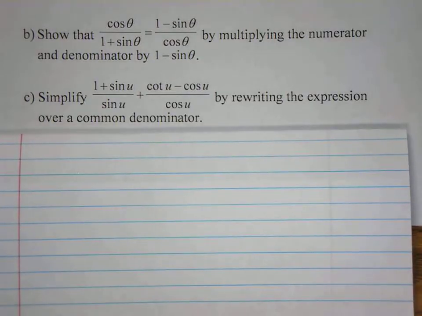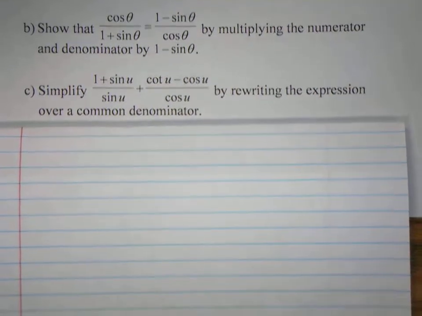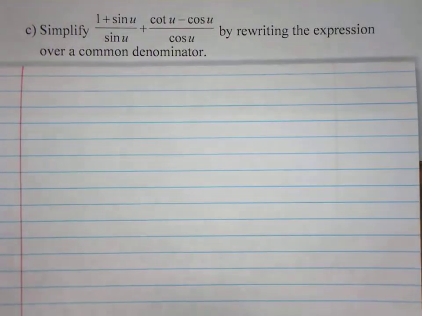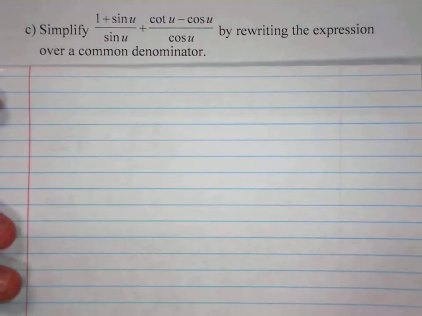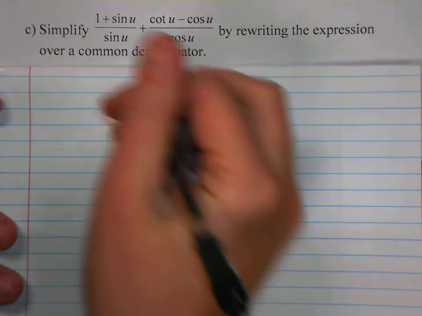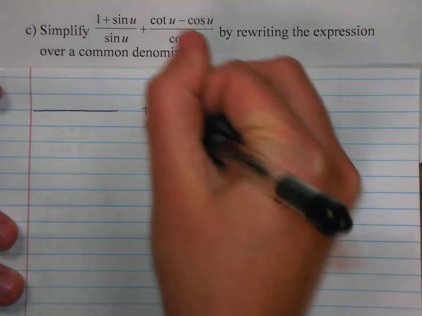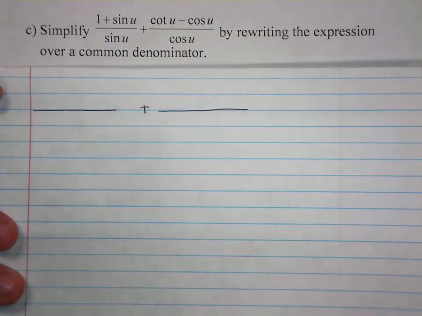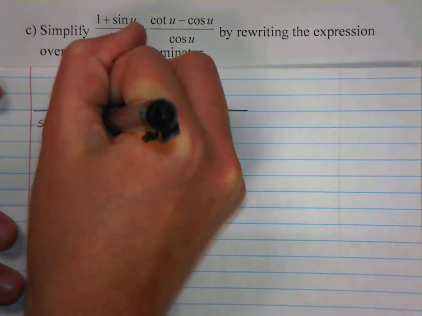We're told to simplify the addition of these two expressions by rewriting the expression over a common denominator. So when you have two denominators that are not the same and they don't share any common factors, usually we multiply them together to create our common denominator. So I'm going to write down here what each piece would look like with the common denominator. It would be sine u, cosine u.